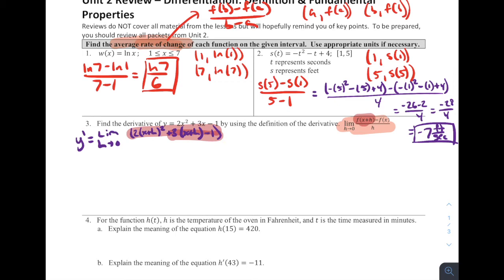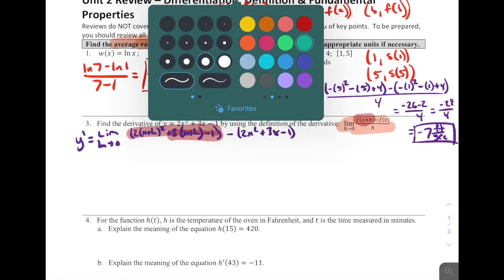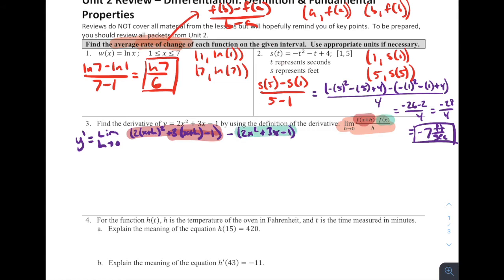And then now we need to subtract f of x. So minus the original function f of x, which was 2x squared plus 3x minus 1. That part that we've got is our f of x right here. And of course we're subtracting because it told us to subtract. And then we're just dividing that all by h.